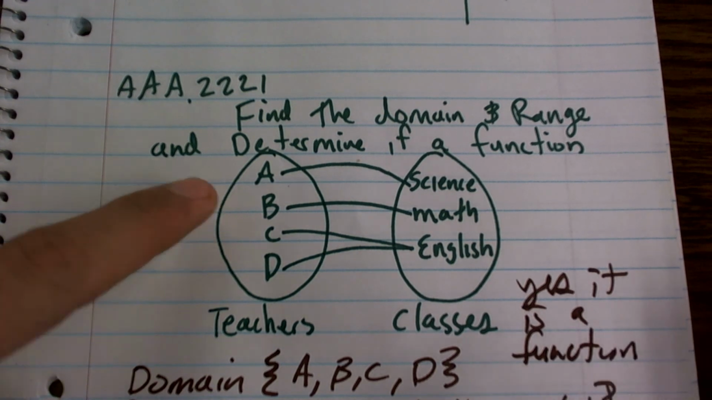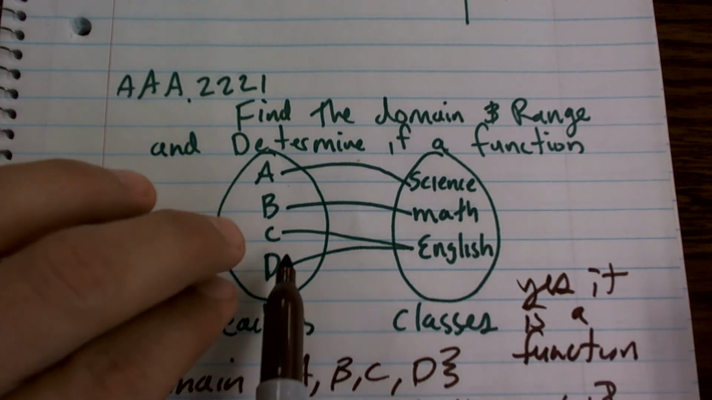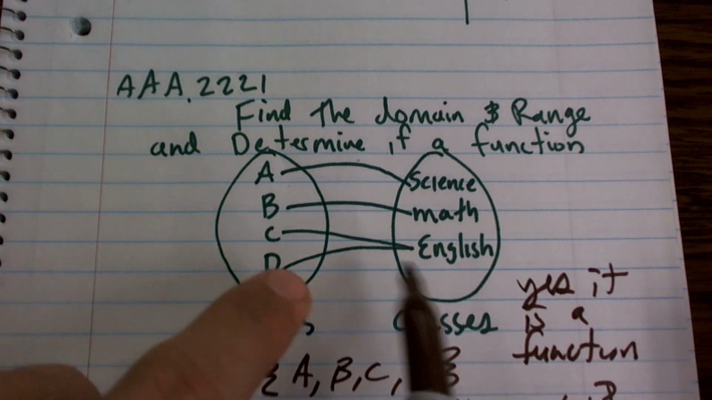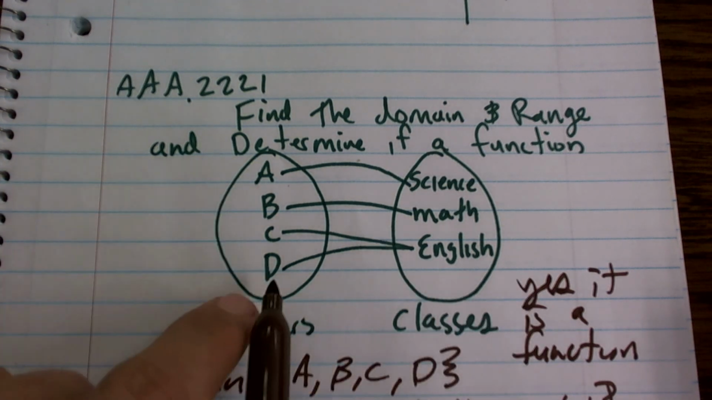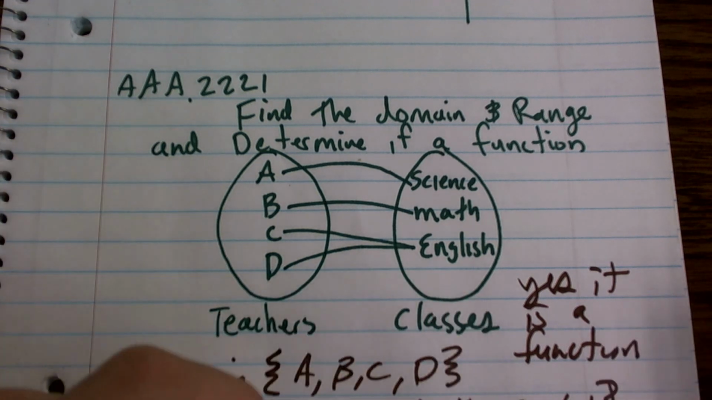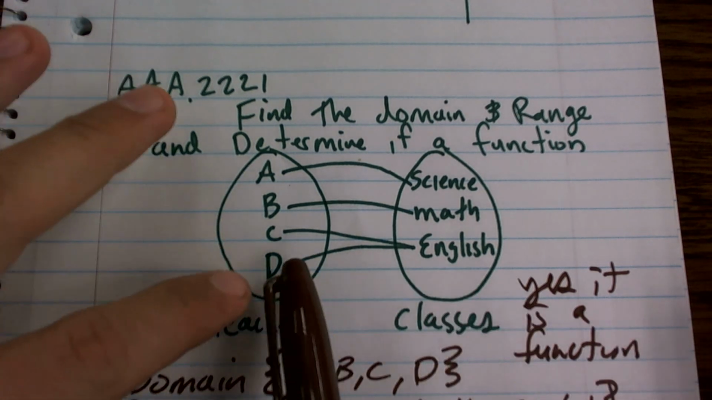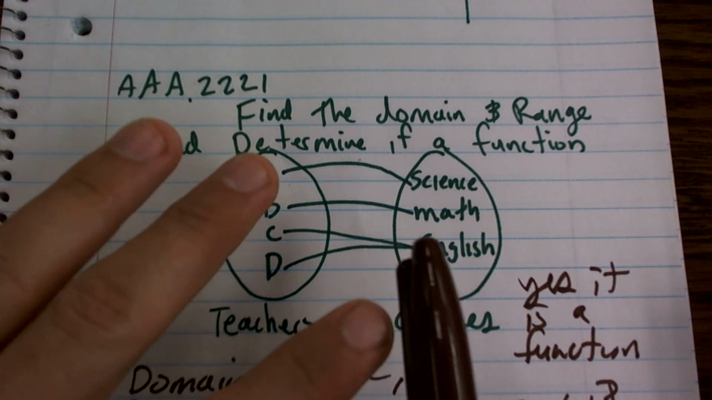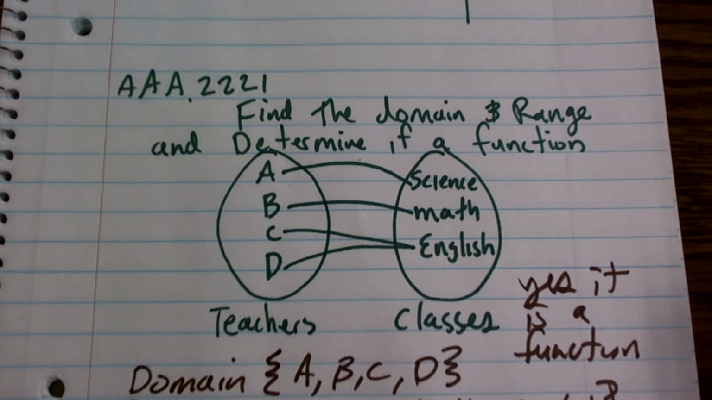Now, the important thing for you to understand is that I know teacher C and teacher D both teach English, but that's okay. As long as they only teach one class, it is still a function, because the definition only says they have to map to one element in the range, and we're all good.